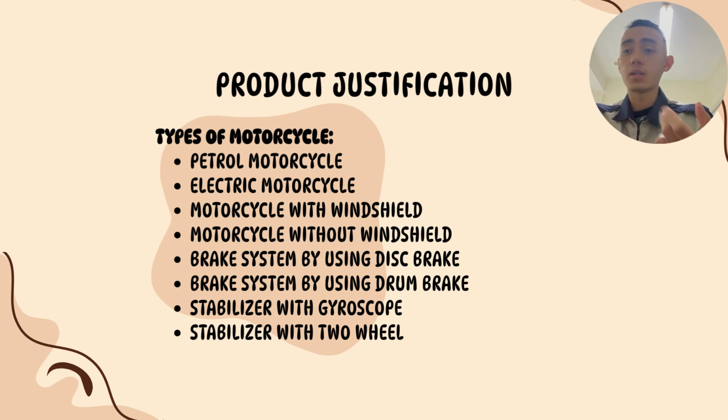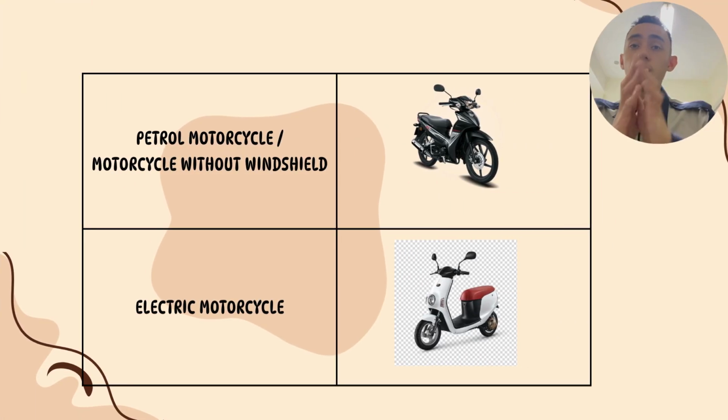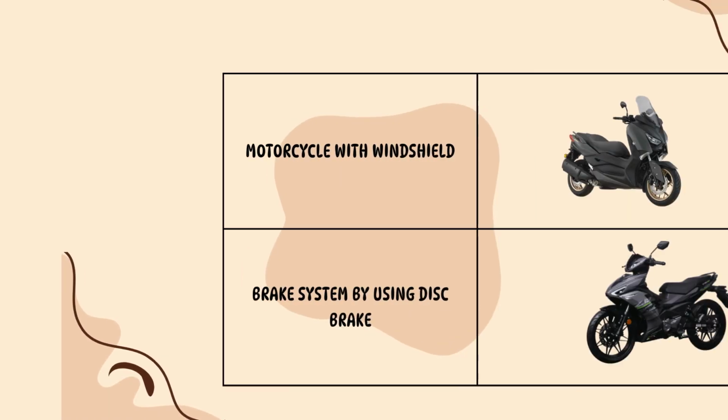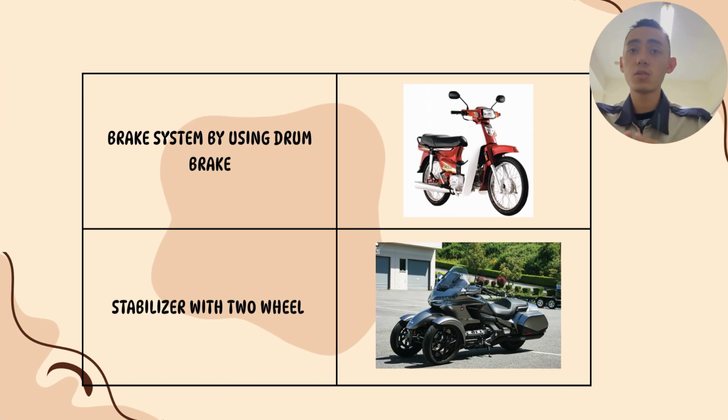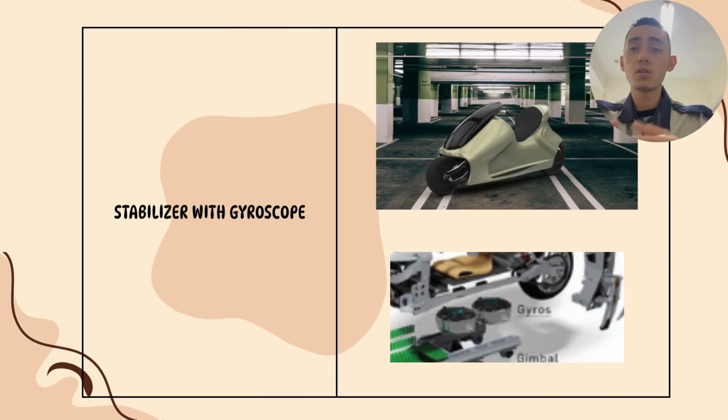There are several types of motorcycle. Show the petrol motorcycle, the motorcycle without a windshield, and then the electric motorcycle. This page shows a motorcycle with a windshield and a motorcycle with a disc brake system. This page shows motorcycles using a drum brake system, and then motorcycles using stabilizers with two wheels. This page shows motorcycles using a stabilizer system with a gyroscope system.